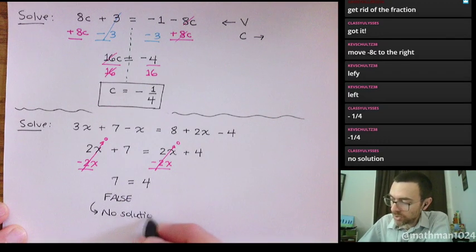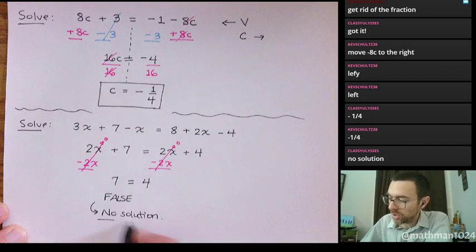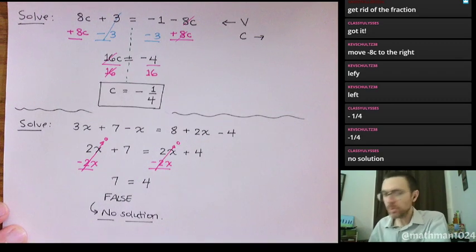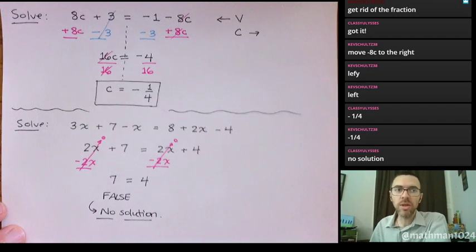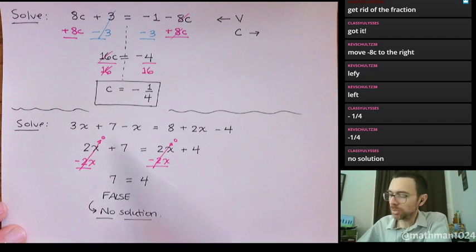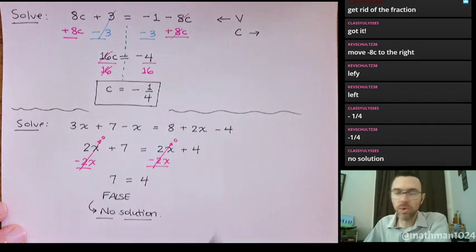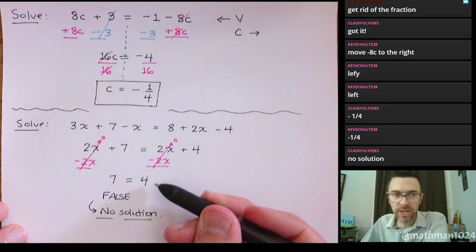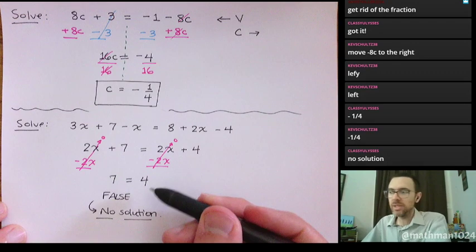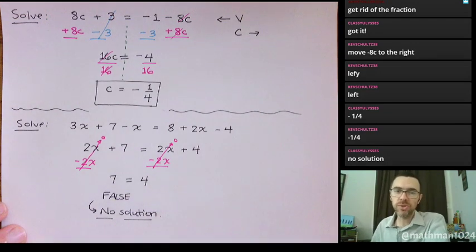Now, you need to make sure we understand what we mean when we say the words no solution. That means there's no value that you could plug into the original equation to make it true. Nothing's going to work. Nothing is ever going to make 7 equal to 4. 7 never equals 4. So there's no solution here.